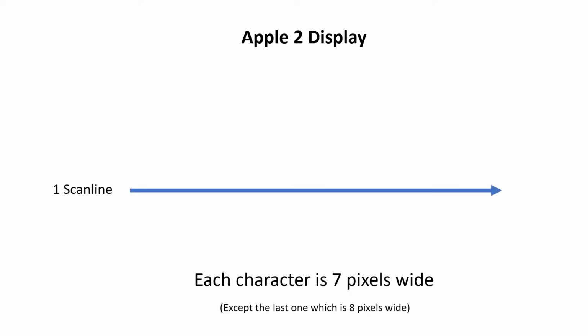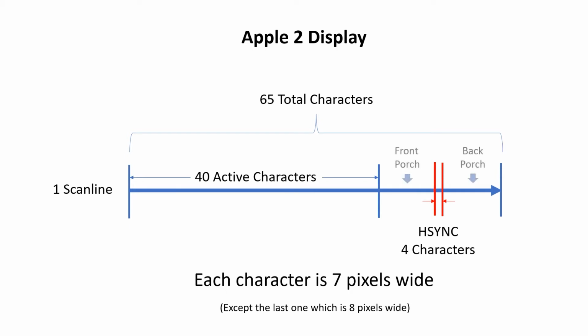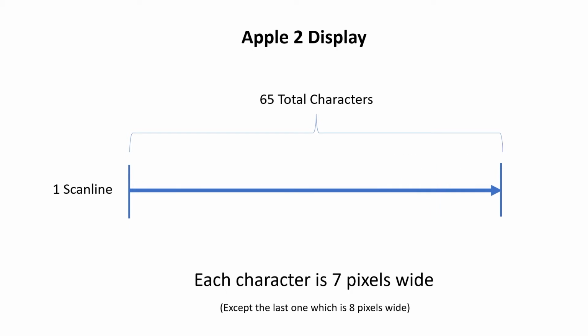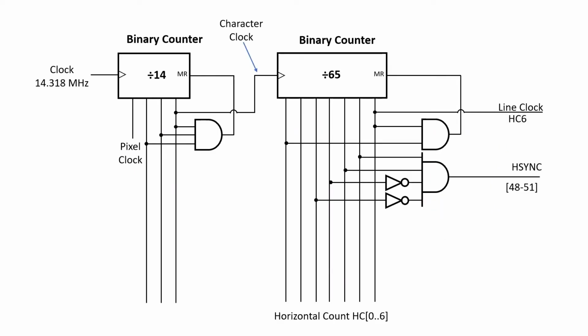Here's a typical scan line for the Apple II. It has 65 characters, and each character is 7 pixels wide. The exception is the last character, but we'll worry about that a bit later. There are 40 active characters, and we use 4 characters for sync. Then there's a region called the front porch and the back porch, which are usually blank. Then we built this circuit, which counts through the characters and generates the horizontal sync signal.